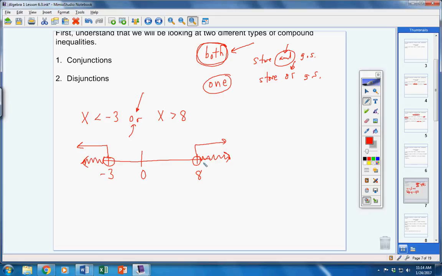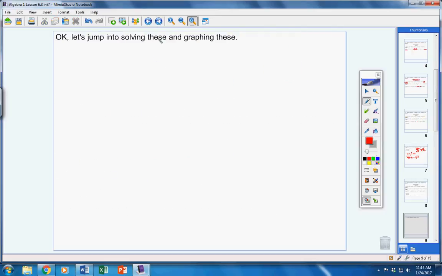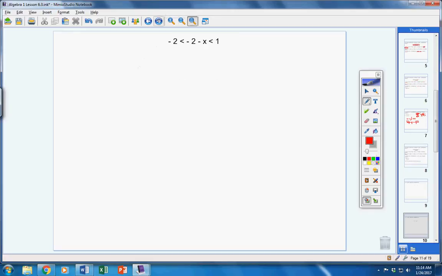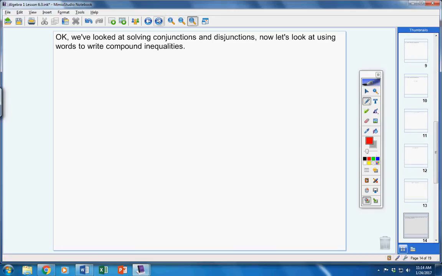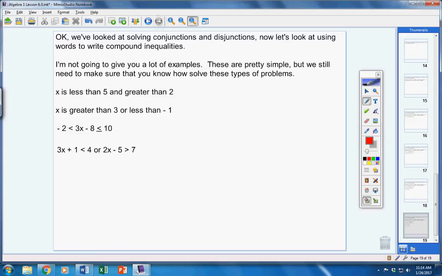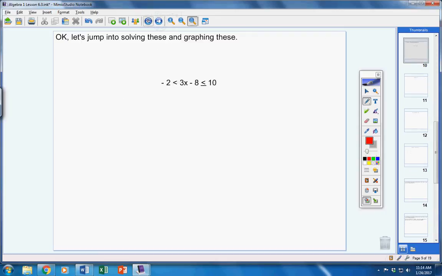Now that's what you need to know about conjunctions and disjunctions. Now, let's jump into solving these and graphing these. We're going to do 4 of these, 1, 2, 3, 4, and then we're going to look at a couple of sentences here I want to convert over and we'll be finished. Okay, it's not very long.